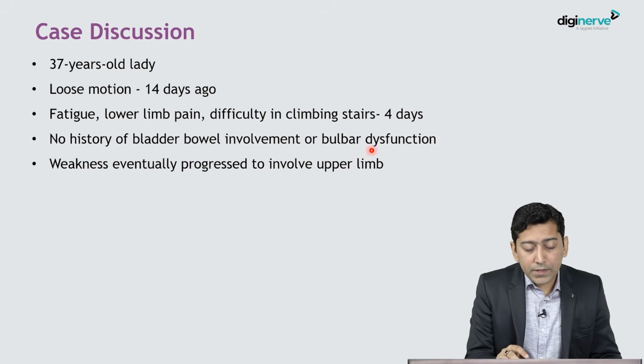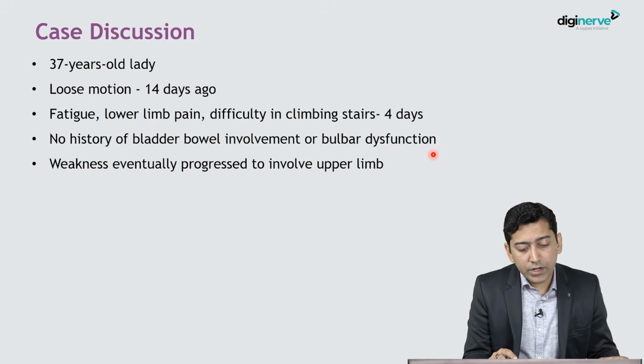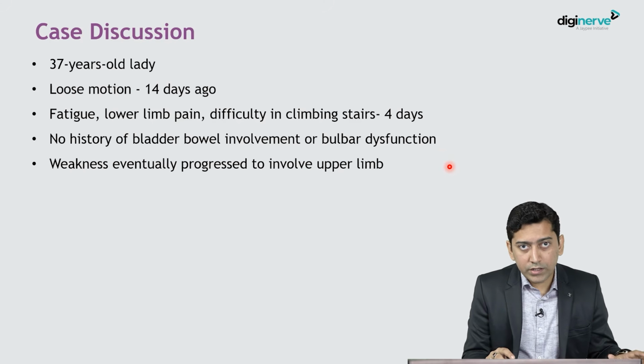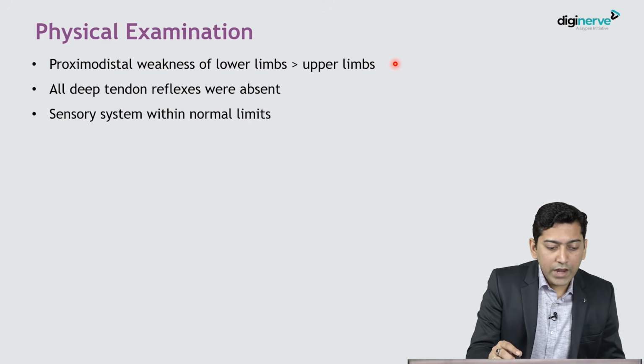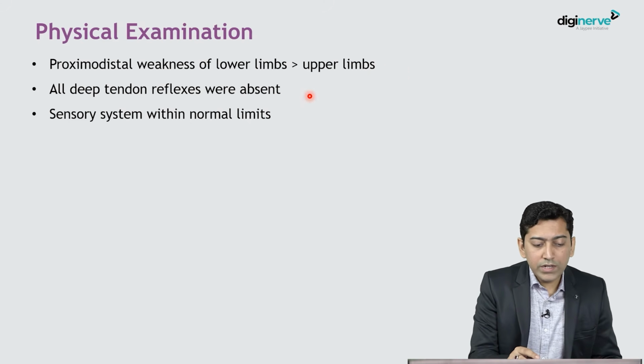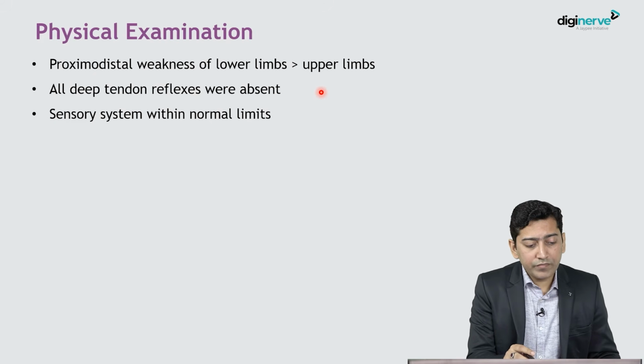If there's weakness in the quadriceps, they can have difficulty in climbing stairs. So there was no history of bladder bowel involvement or bulbar dysfunction. So it's limb onset dysfunction, no sphincter complaints, and no bulbar dysfunction. So on physical examination, she had proximodistal weakness of lower limbs more than upper limbs. All the deep tendon reflexes were absent and the sensory system within normal limits.